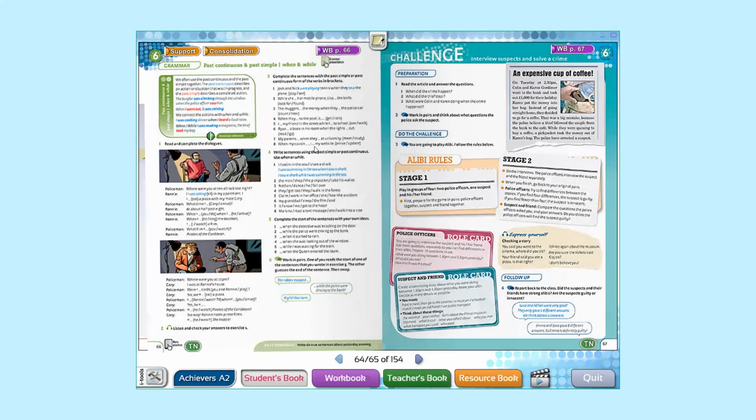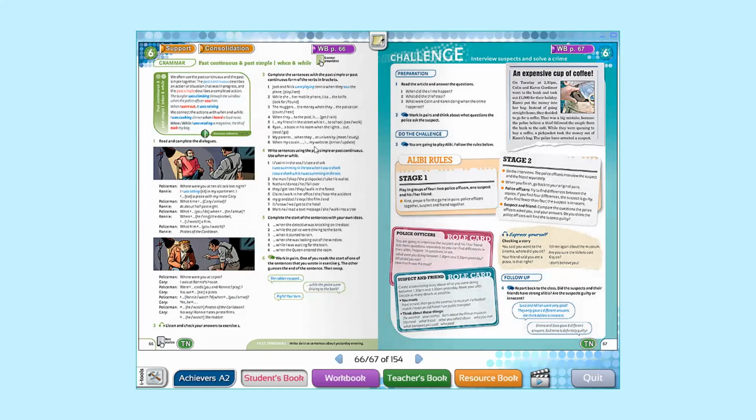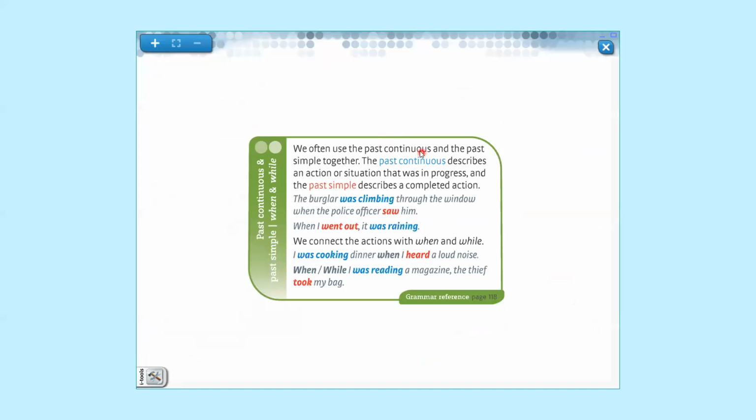Now in the grammar, what we are going to do in this case is make a contrast between the past continuous and the past simple. Okay, we are going to read. Anthony Montoya, you are reading this, Anthony.